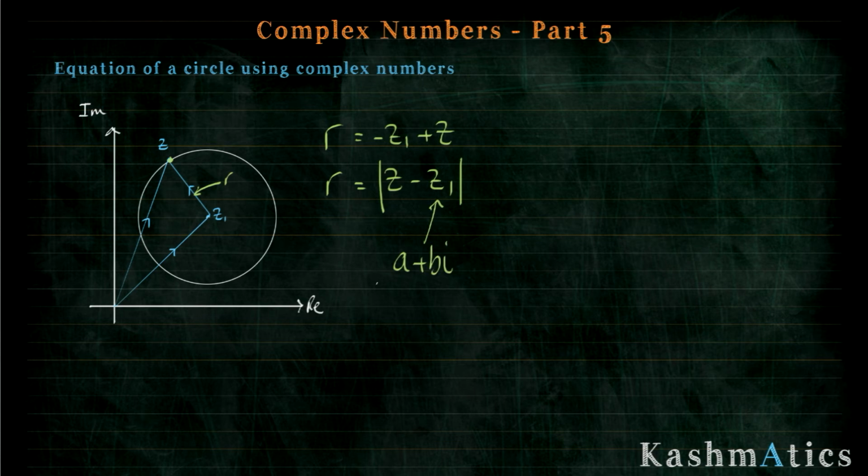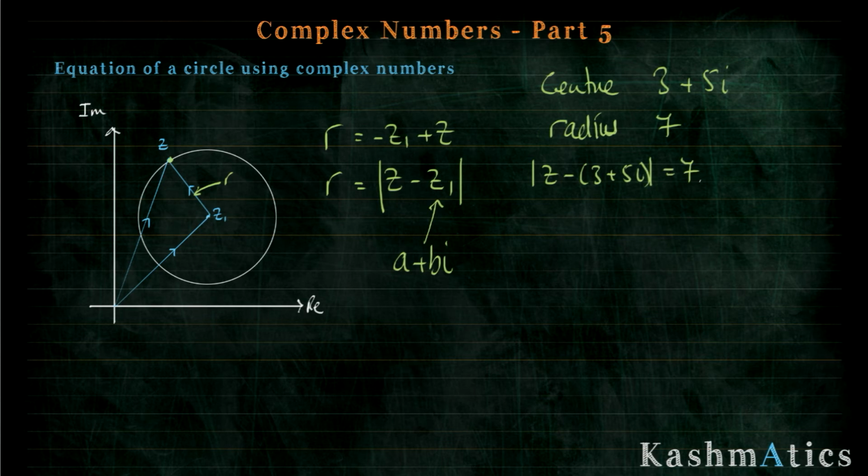Now it may not make much sense as it is now, but let's just apply it to some real numbers, well, some complex numbers. So let's say we've got a center at 3 plus 5i, and the radius is, let's say, 7. So what this is trying to say is that the modulus of Z take away 3 plus 5i is equal to 7. Now you'll notice it's not equal to 7 squared, it's equal to 7. You square it when it's in Cartesian form, not when it's in complex form.